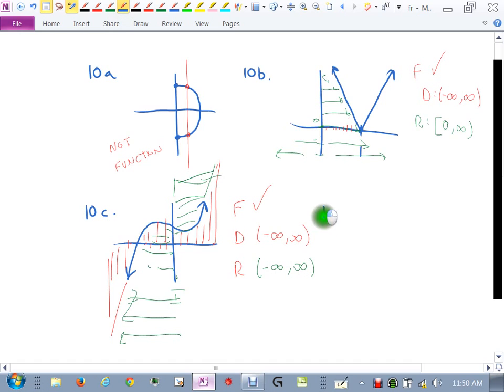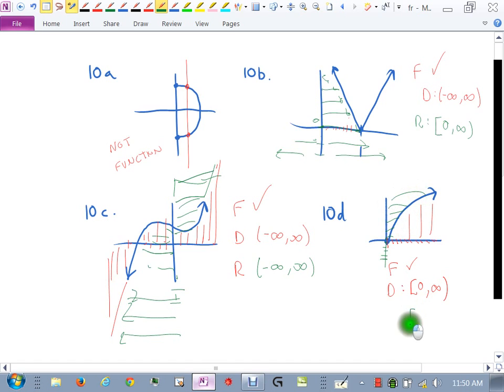And then the last one, 10d, goes like this. This is a function because it passes the vertical line test. For the domain, I start out at 0, and then to the right, everything is defined. I have the function over there. So the domain starts at 0 and goes to infinity. And then for the range, if I look on the y-axis, I don't start hitting until I get to 0, and then I start hitting. So that goes from 0 to infinity also for range.